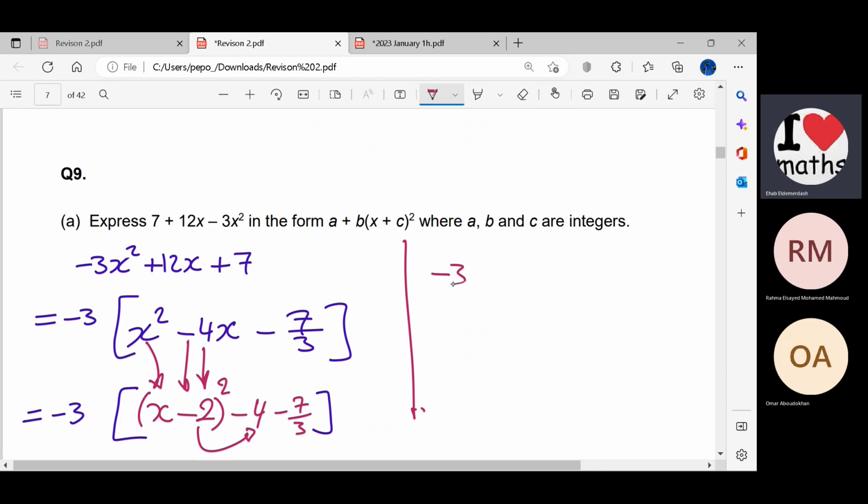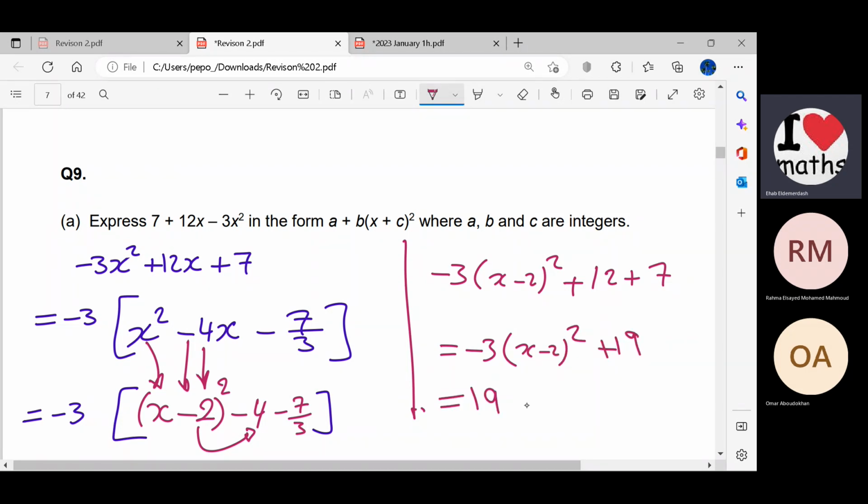Negative 3 into the bracket, it will be negative 3 into x minus 2 all of power 2, minus 3 with negative 4, it will give me positive 12, positive 7. After that, I can write it as negative 3 into x minus 2 all of power 2 plus 19, which I can write as 19 minus 3 into x minus 2 all of power 2.